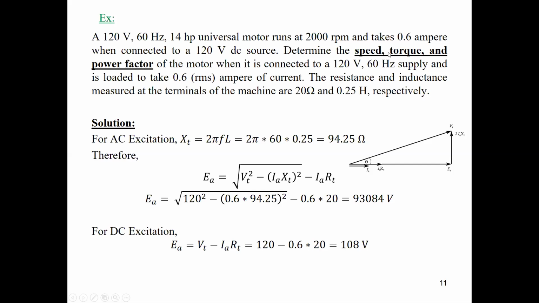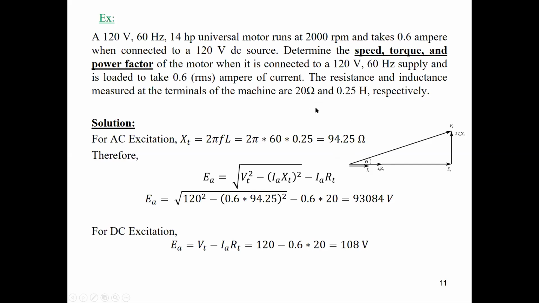So what are the requirements here? To determine the speed, torque, and power factor of the motor when it's connected to a 120 volt, 60 hertz supply and is loaded to take 0.6 RMS current. This means the machine will draw the same value of current, so we can compare the EMF of the two cases. The resistance and inductance are given as 20 ohm and 0.25 henries, respectively.